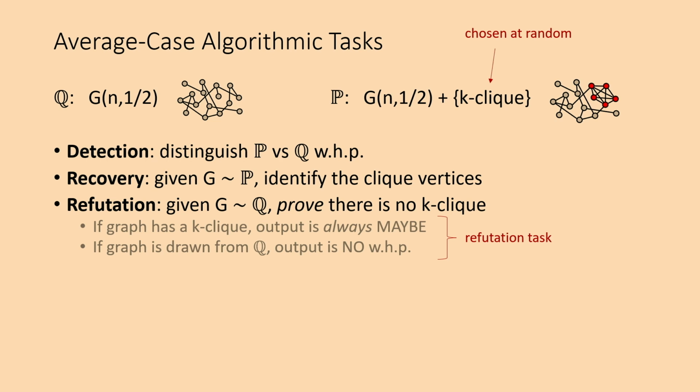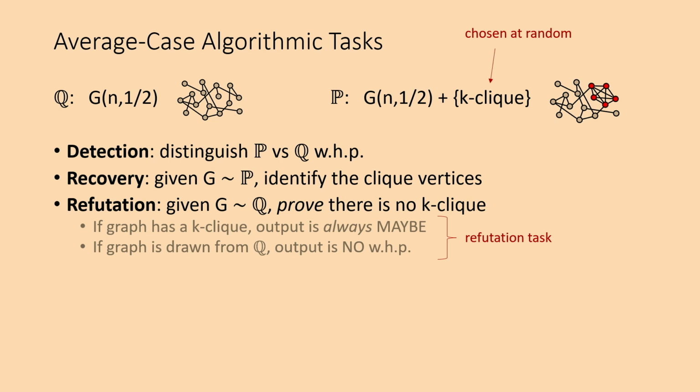Now, in this model, there are a few different algorithmic questions we might ask ourselves. The first one is maybe the simplest, which is just detection. Can you distinguish these two? Either I give you a graph with a planted clique or without. Your job is to decide which one it is with high probability, meaning probability that tends to 1 as the size of the graph n goes to infinity.